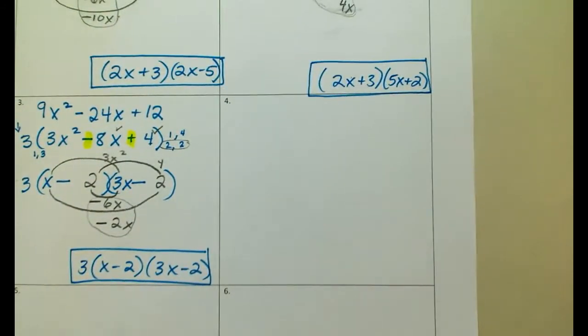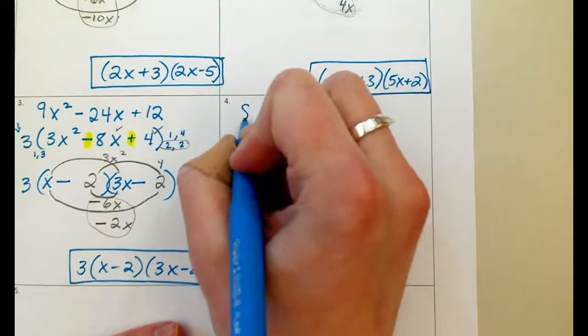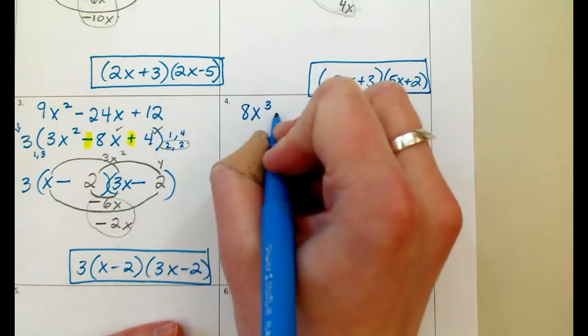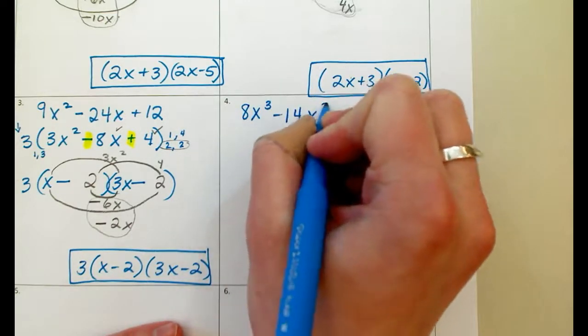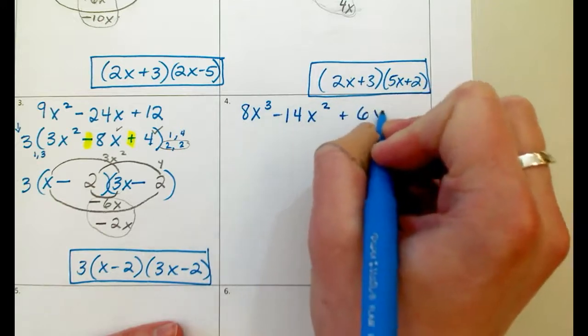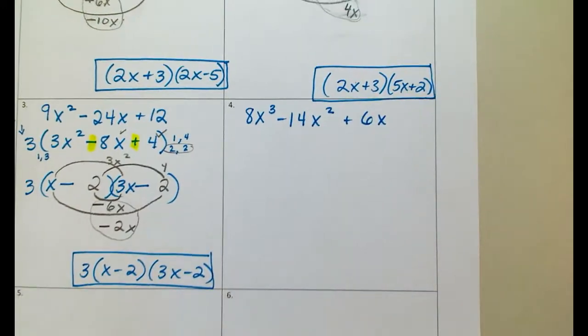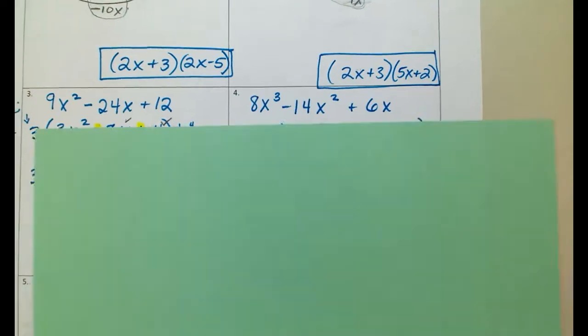All right, number 4. Problem is 8x cubed minus 14x squared plus 6x. Pause the video and try factoring this one out. Don't forget, check for GCF. Okay, hopefully you've gotten a chance to factor this out. The first thing that I noticed is that 8, 14, and 6 had a common number of 2.